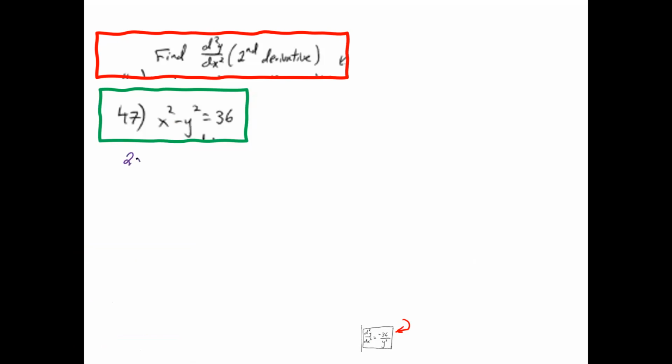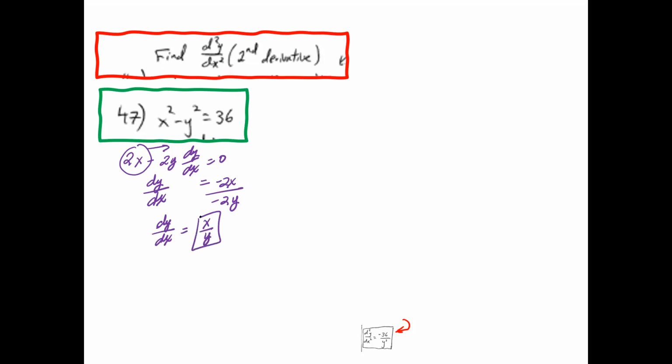So the first derivative is 2x minus 2y dy over dx equals 0. Then I'm going to go ahead and move the 2x over to the right side. So I have a negative 2x, and dy over dx, and I'm going to divide by that negative 2y. And I can see that dy over dx is equal to a positive x over y. And I'm going to keep it like that because I'm going to need that later on for replacing it back. So that's my first part.